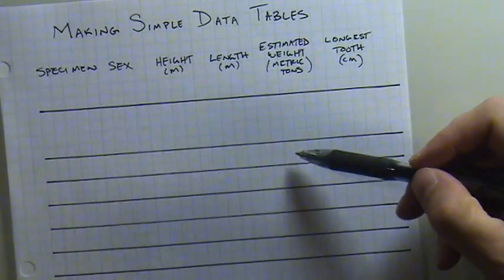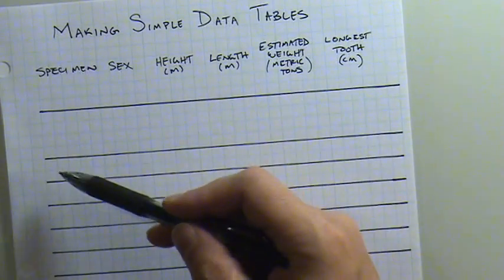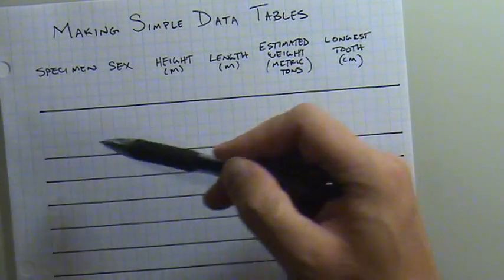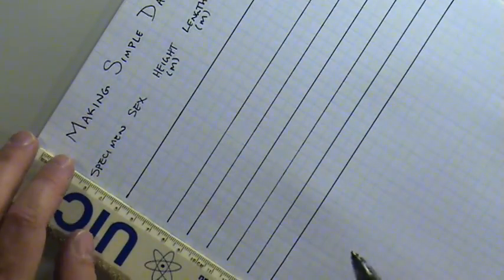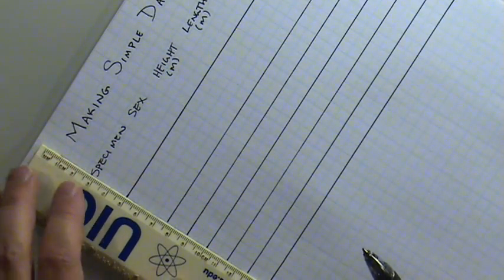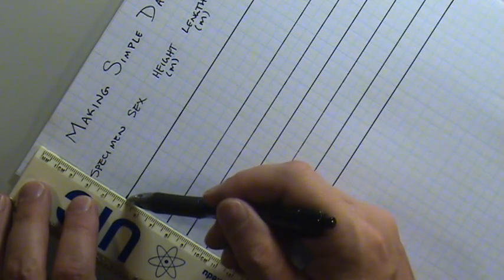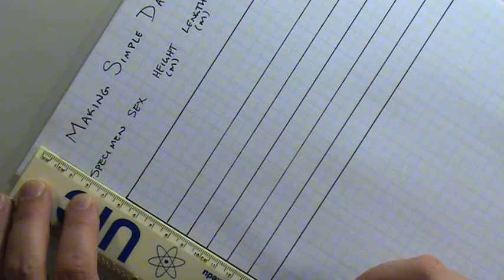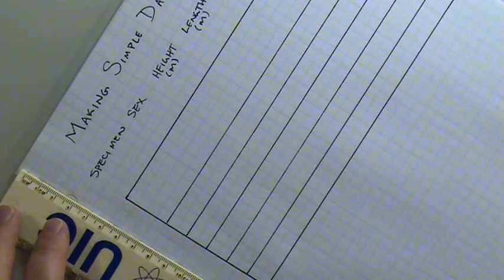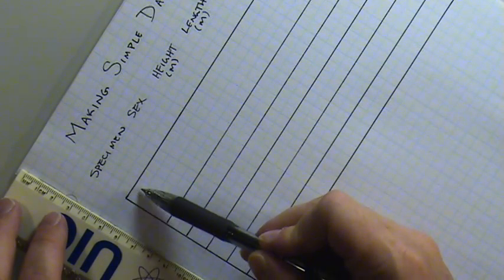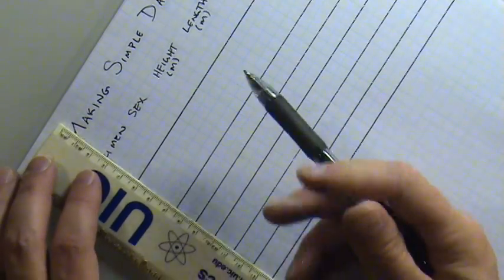Okay, so there are my rows. I said I would make them 2 blocks high. I have dinosaur A, B, C, D, and E, and I have room for my headings. Now I'm going to turn this just a little bit so that I can start putting in my vertical lines. I said that I would make the columns 5 blocks wide, so 1, 2, 3, 4, 5.